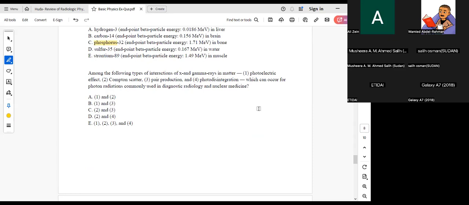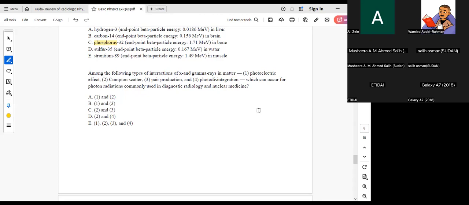Among the following types of interactions of X-ray and gamma rays in matter: photoelectric effect, Compton, pair production, and photodisintegration. What is photodisintegration? Basically a photon interacts with the nucleus and is directly absorbed by the nucleus, and then the nucleus can emit a proton, or emit a neutron. It's a nuclear reaction. This is what we mean by photodisintegration.